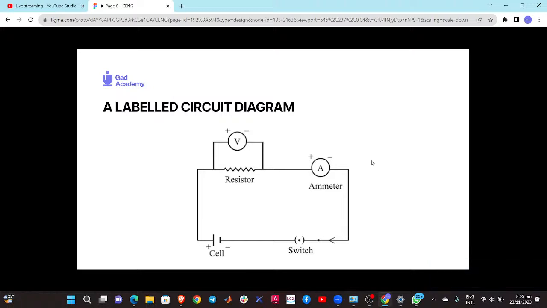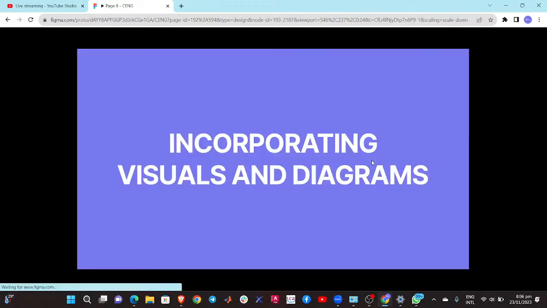So we have a resistor, ammeter, switch, cell, and the positive and negative. We have the voltmeter and all. So instead of writing a whole statement, a whole paragraph of big words someone will not understand, you can just put this there and put the paragraph there as well, so that everybody can benefit. Your target audience is everybody, every intellectual. So they must all be able to understand what you are working on.